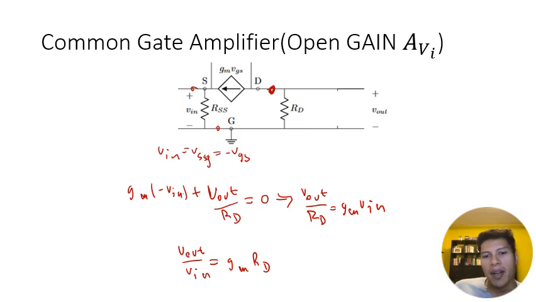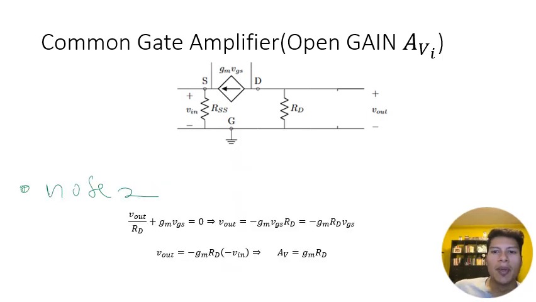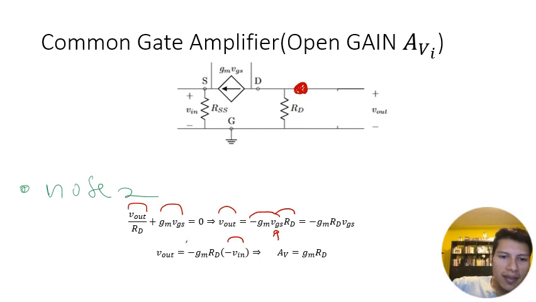In the next slide, it's summarized and typed up. So here's the gain of the open common gate amplifier. And again, you derive the nodal equation for this node. So we have V out over RD plus GM VGS. And that allows us to say that V out equals negative GM VGS times RD. Then for VGS, we plug in negative V in. And then that gives us this. And then we divide both sides by V in to get that AVO is equal to GM RD. All right, so let's do the next slide.